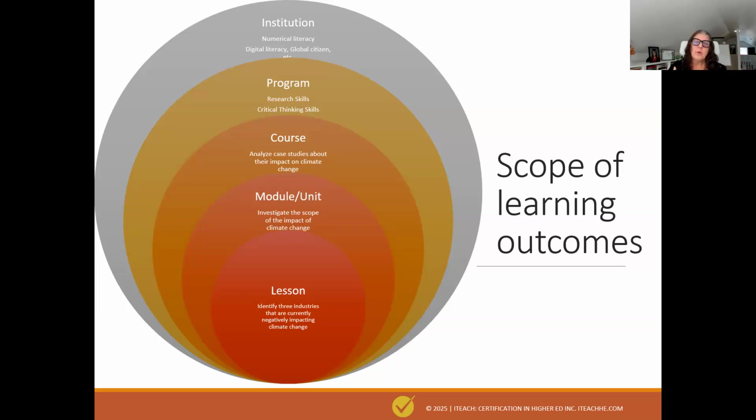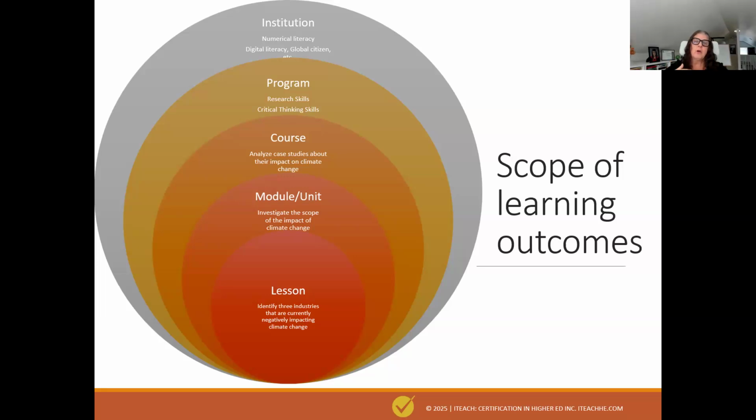Then at the course level, we start to get more specific, more details. So I have an example here from a climate change course, where at the course level, students will be able to analyze case studies about the impact on climate change. So that's more of a course level kind of learning outcome.